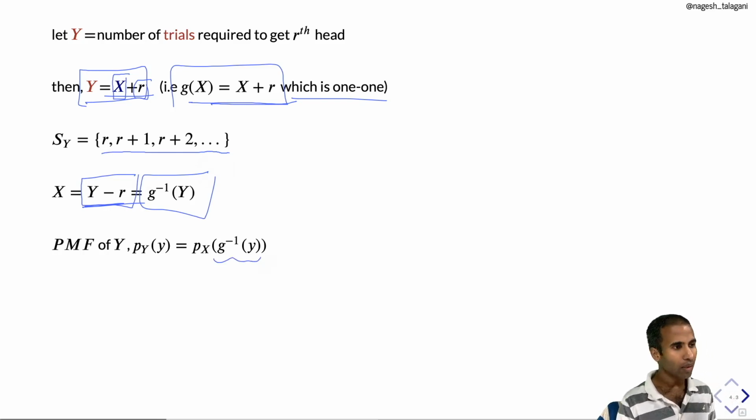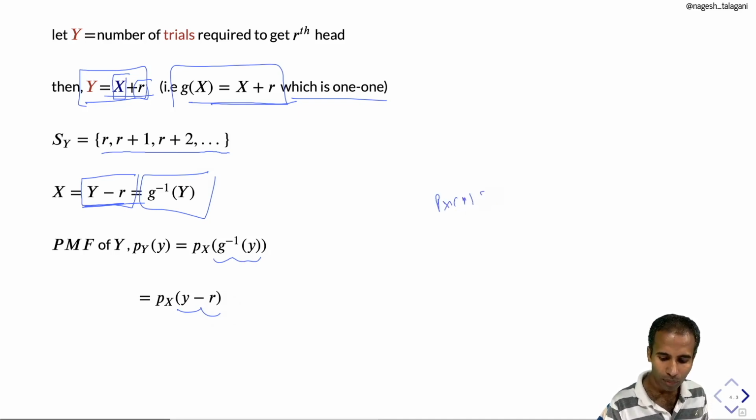Okay, now what is G inverse of y? Which is y minus r. So that is Px of y minus r. Now we already know the PMF of x, which is what? Px of x equal to x plus r minus 1 choose r minus 1, into 1 minus p to the power of x, p to the power of r. Okay.